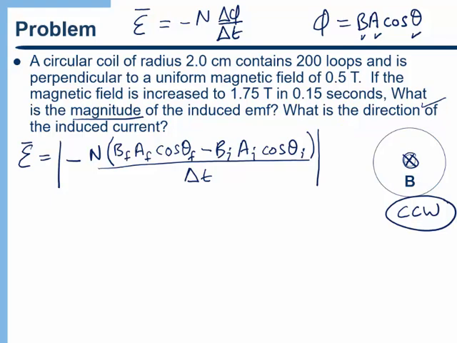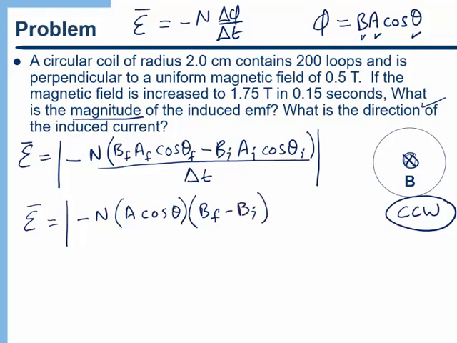Let's now look at the specific problem. The only thing that's changing is the magnetic field. So I'm going to rewrite this as negative N. Notice that the A isn't changing, the angle isn't changing. The only thing that's changing is just the magnetic field. Now, in another problem, it might be the area that's changing, or it might be the angle that's changing.